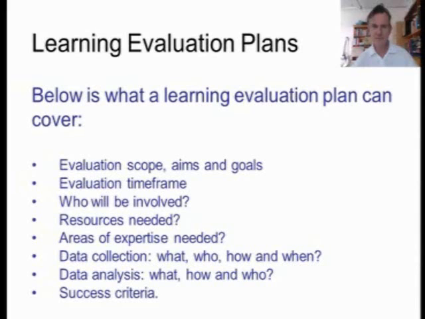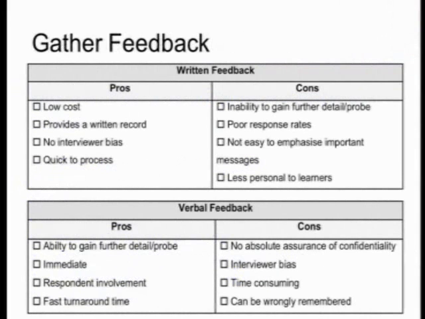Gathering feedback. To continuously improve learning and development activities, it's important to gather feedback before, during, and after the learning from different sources, including sources such as instructional designers, workplace trainers, workplace assessors, supervisors, customers, and learners. There are two main ways of gathering feedback: written and verbal feedback. The tables on screen show some of the pros and cons. One way to overcome the disadvantages of any feedback method is to use a mixed method.